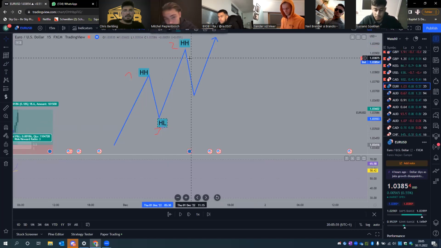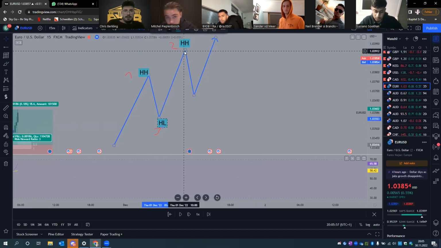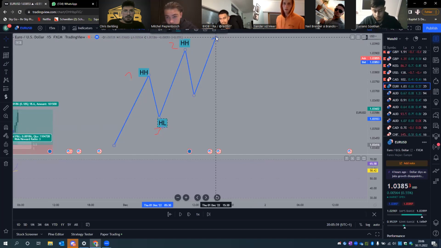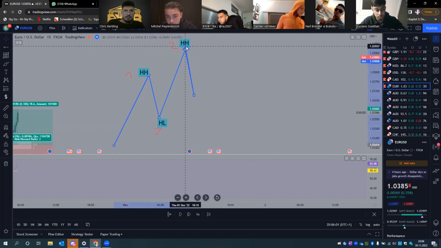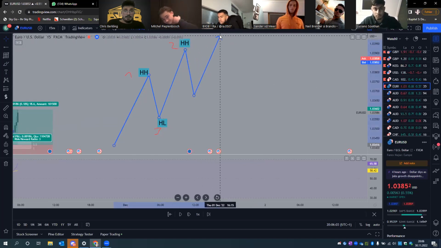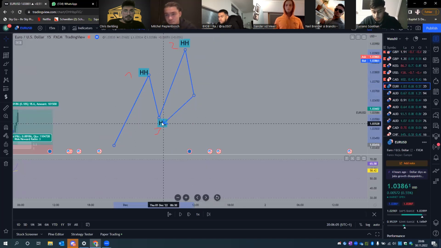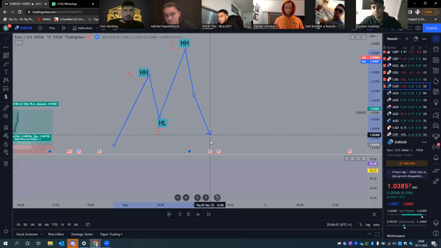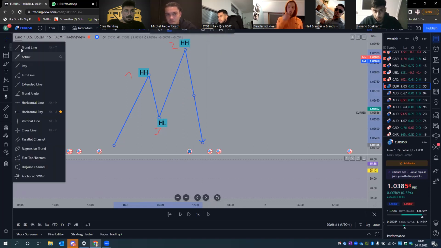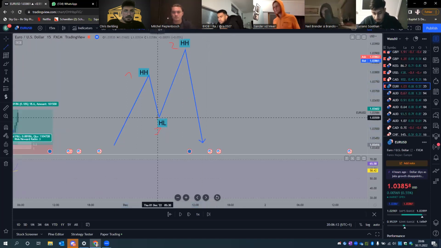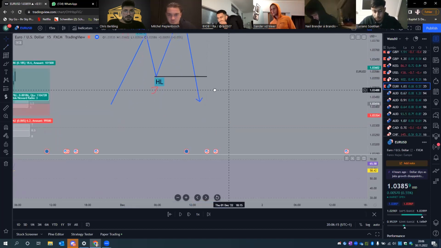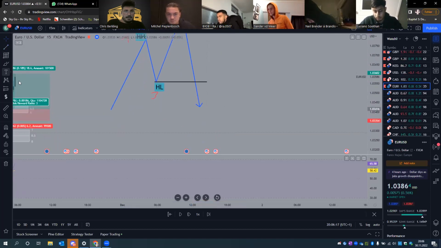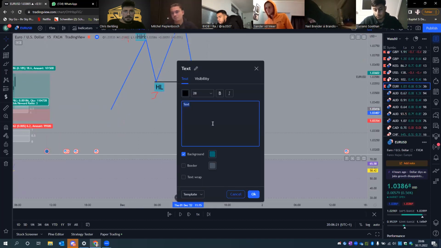Those are the points that interest me, because now I know that for the market to go up, it needs to break above the higher high to continue going up. And if it breaks below the higher low, then it breaks my market structure and it's creating a bearish trend. So this is the break of structure, because let's say this is my new lower low. Right there, lower low.